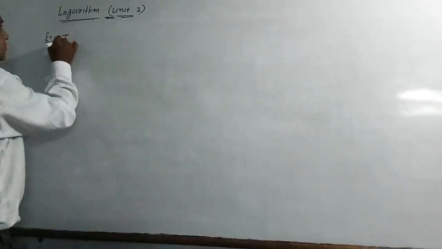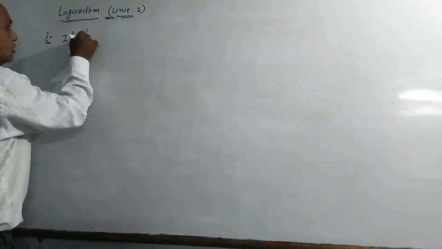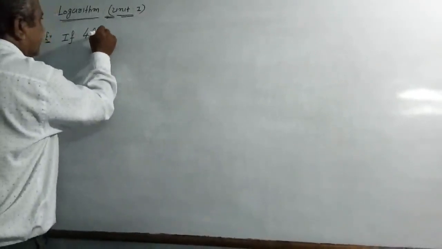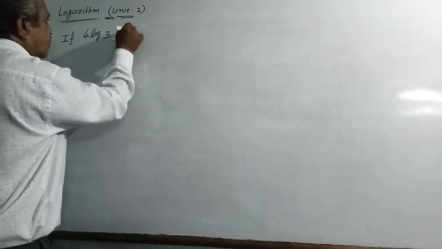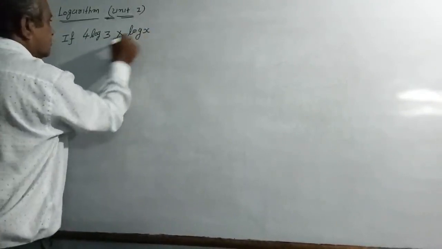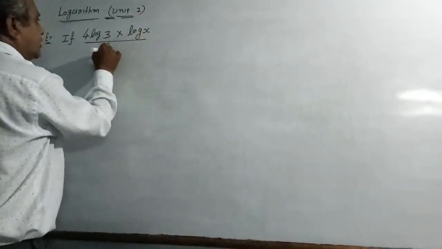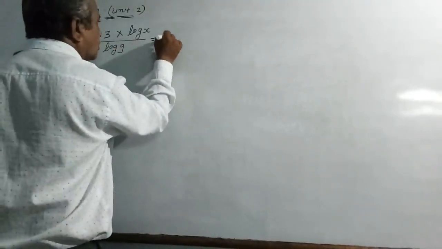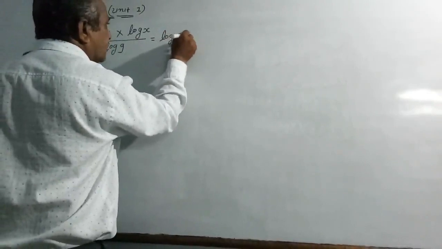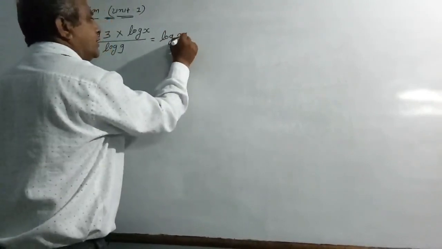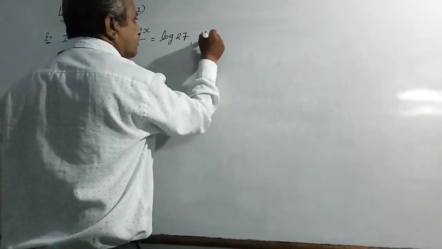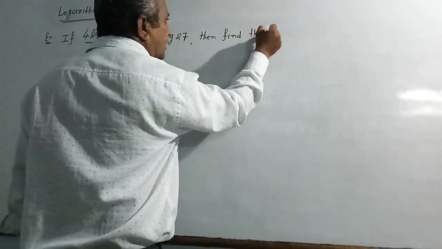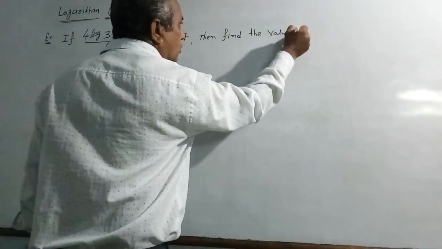If 4 log 3 multiplied by log x by log 9 is equal to log 27, then find the value of x.